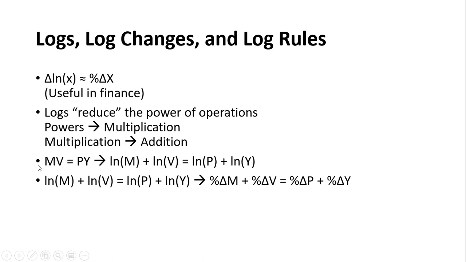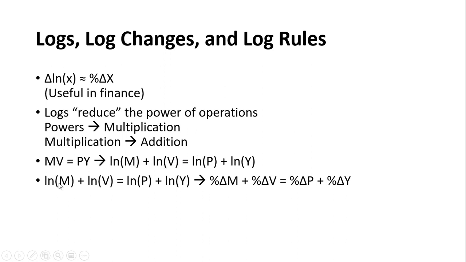I'm not going to go over them here, but one thing I talk about in class is this is the quantity theory of money, or the equation of exchange. Money supply times the velocity equals the price level times GDP. You can take logs of both sides, and the log of MV is the same as the log of M plus the log of V. So it actually splits up the multiplication into addition.